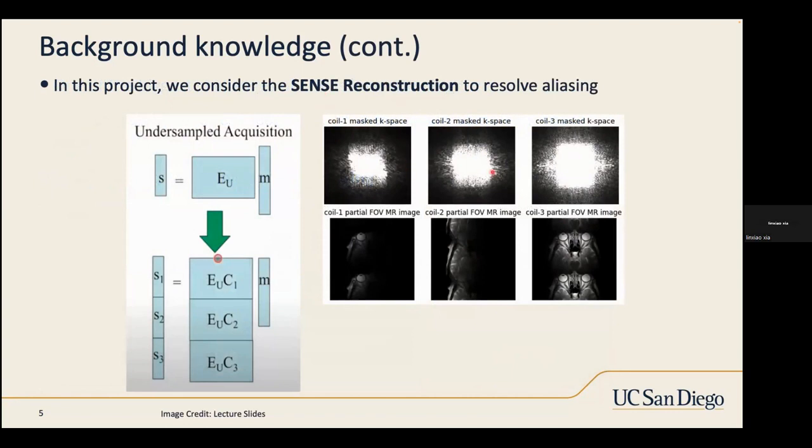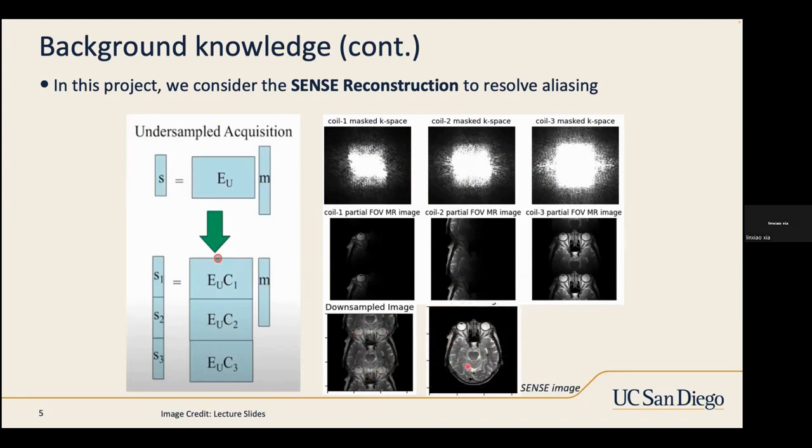Here is the first row, the k-space data of each coil after undersampling. As you can see, the resulting image for each coil seems to have the object repeat itself, which is aliasing. If we do a normal sum of squares reconstruction, the resulting image will repeat itself too. However, if we do the SENSE reconstruction, the problem will be solved.